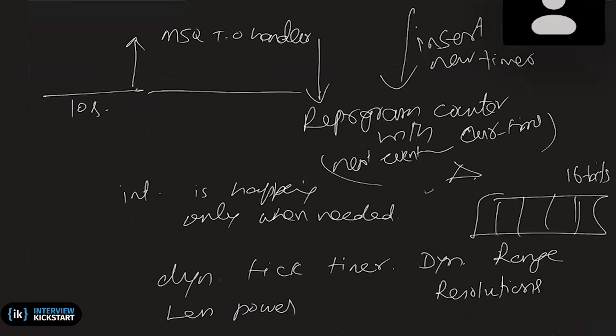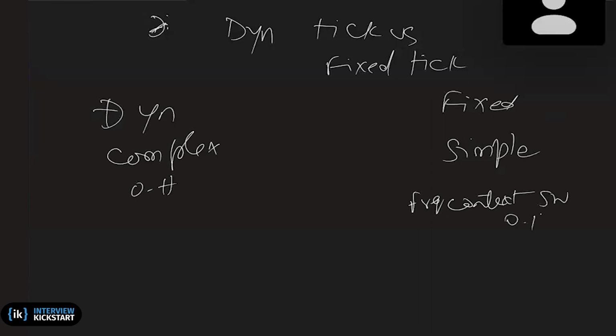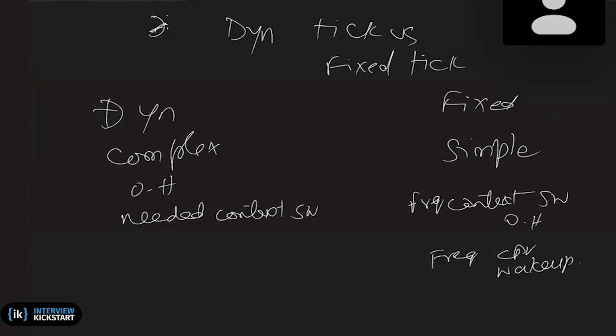So the disadvantage of dynamic tick versus fixed tick. If we are to see on the plus side, so this is dynamic, fixed. This is simple. And this is complex. And there is overhead. And here it is having context switch overhead, with frequent context switches and frequent CPU wake ups. So this is avoided here. So it's only needed context switch and no unnecessary wake up. So basically, that's what I would say.